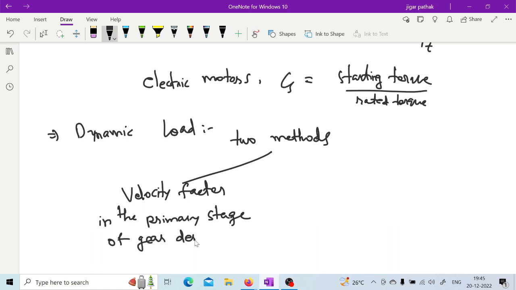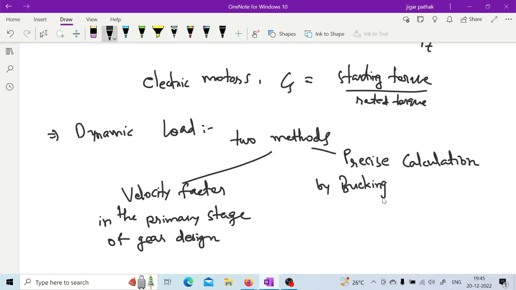Or what we can do is this precise calculation by Buckingham's equation in the final stage of gear design. So any of these can be done, right, by Buckingham's equation in the final stages of gear design.